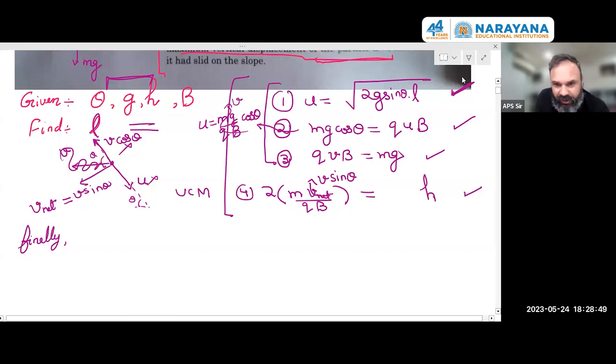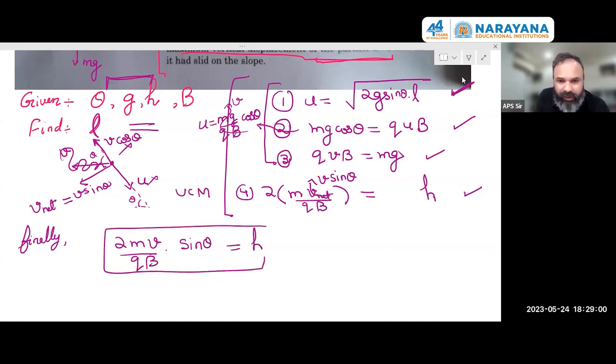And now you just have to square these terms and compensate. So let's see what we are getting here. We are getting 2mv upon qB into sin theta, right? And that is equal to h. Now try to eliminate these terms; h is something which is fine, I can keep. Try to convert all these terms in terms of L. Let's see what you are getting. Some square terms you will have. Theta you can always keep because that is known to us.